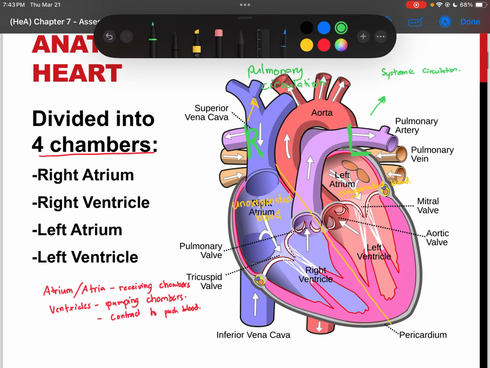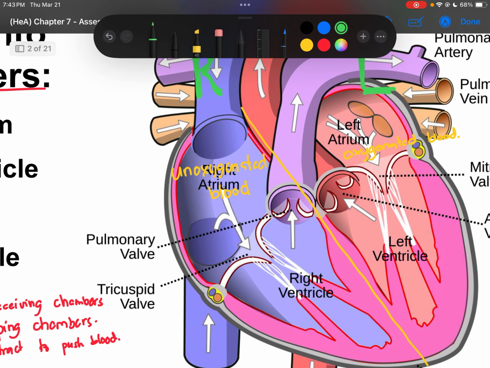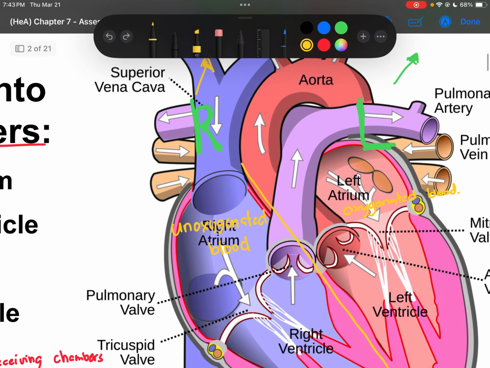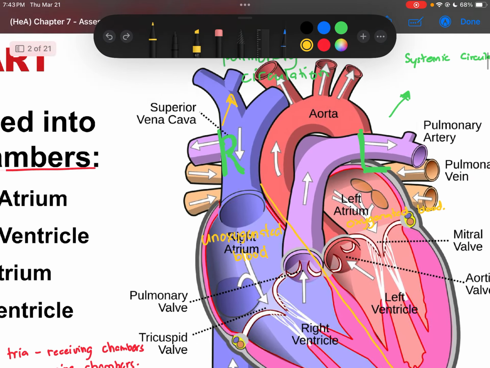Now, aside from our atrium, ventricles, and the division between right and left, there are also other notable structures when it comes to the heart. First is our valves, which we will discuss later. After that, we also have our major or great blood vessels, namely our pulmonary artery, pulmonary vein, and our aorta. That is just set up for later.